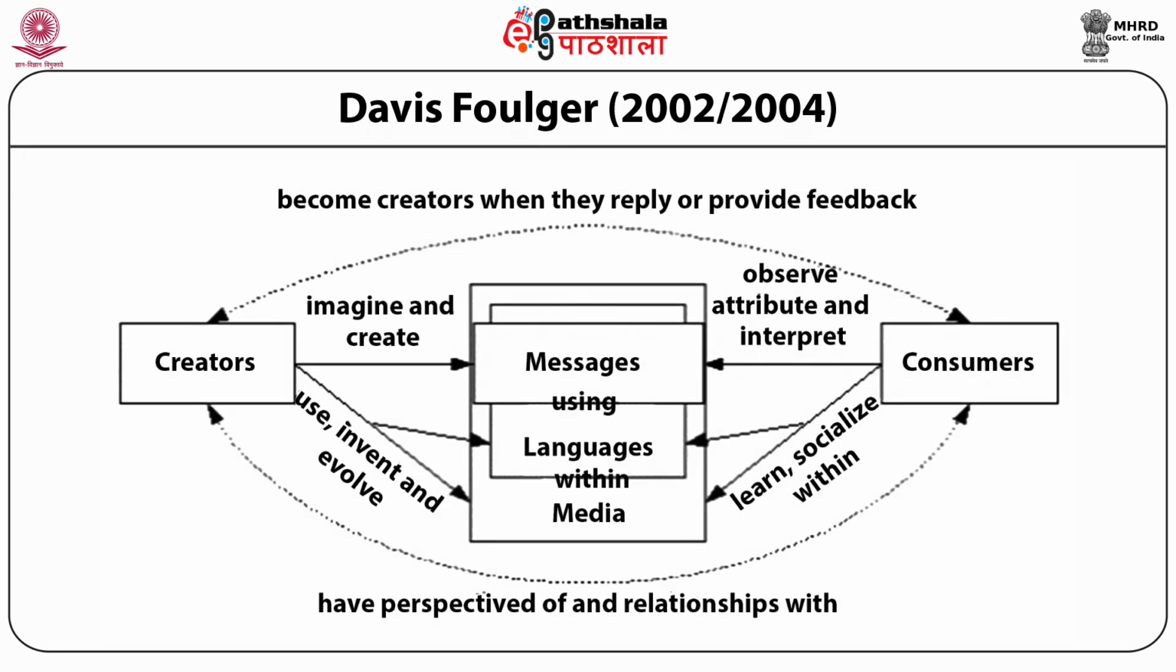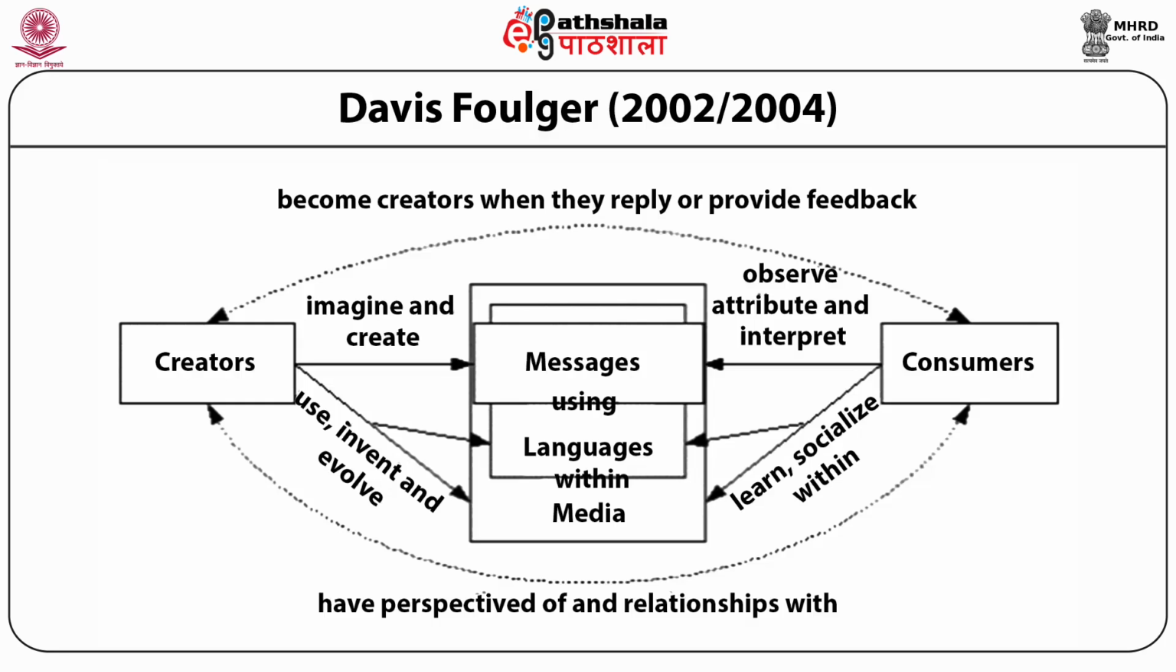The last model which we are going to see here is the Davis-Foulger model. Foulger introduced his ecological model in 2002 and reconstructed it in 2004. It is a more detailed elaboration of Lasswell's classical outline of the study of communication. The fundamental statement of relationship establishes a series of general relationships between people, message, language, media, and the communication they enable.